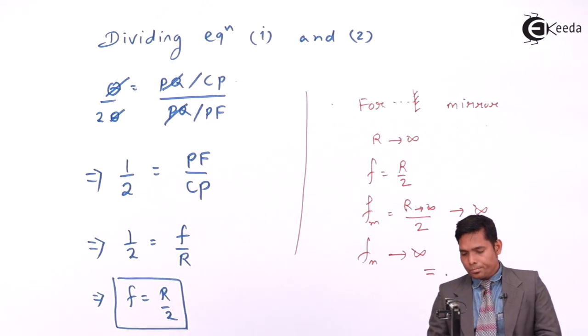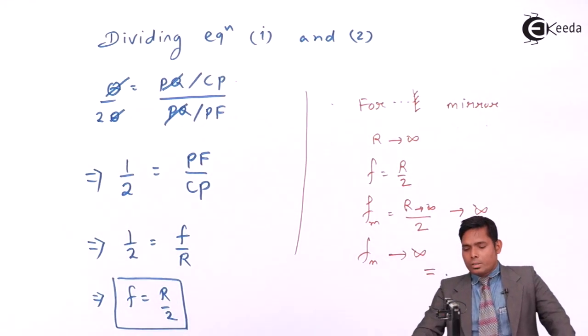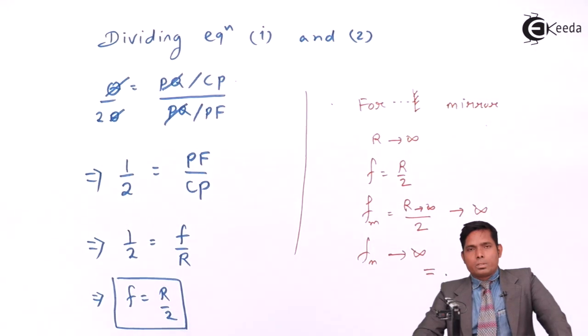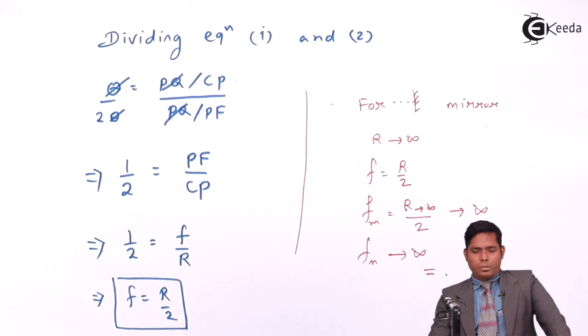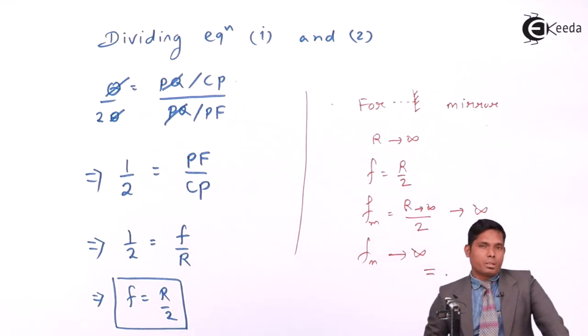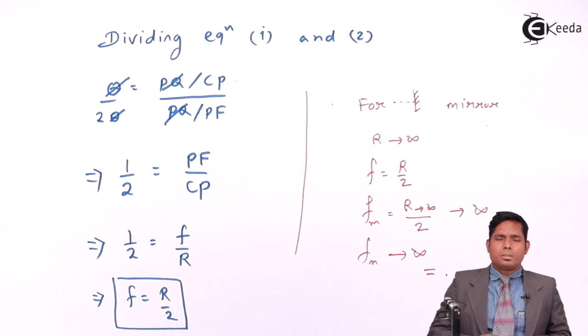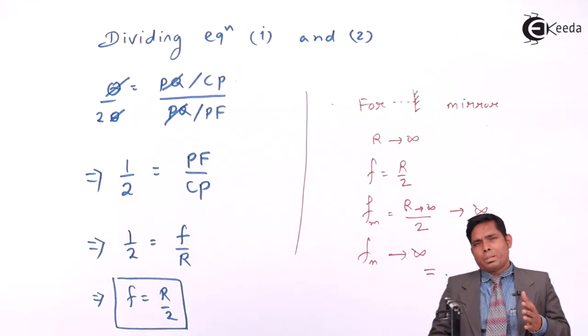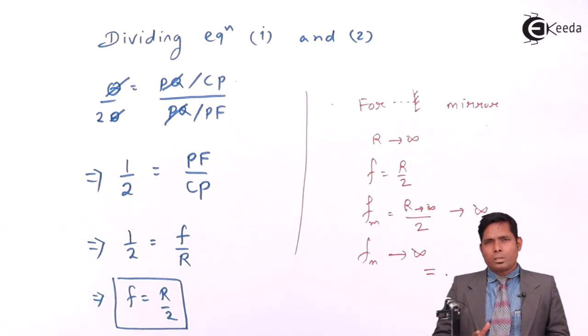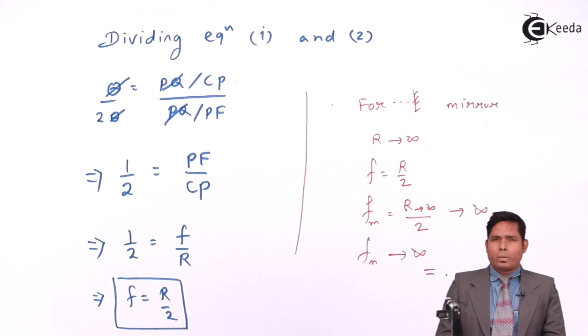Infinite focal length. Interestingly, we'll discuss afterwards in the next videos that the focal length of the mirror is independent of the presence of the medium. Whether I take a plane mirror and place it in air, and suppose its focal length is infinity, if I place it inside water or any other medium, the focal length is not going to change, because it is independent of the refractive index of the surrounding medium.